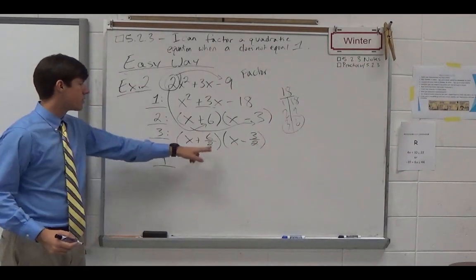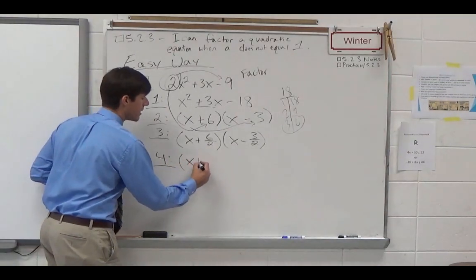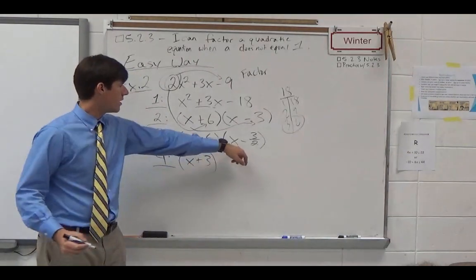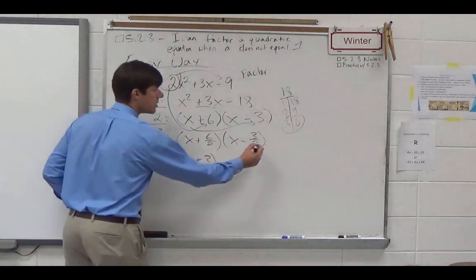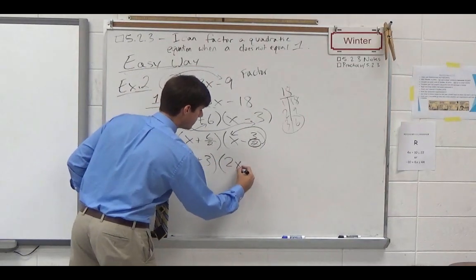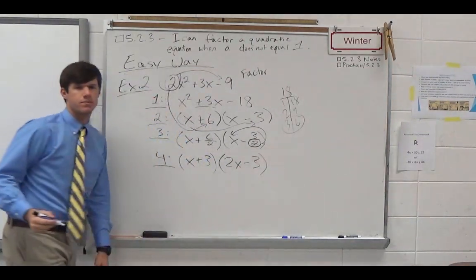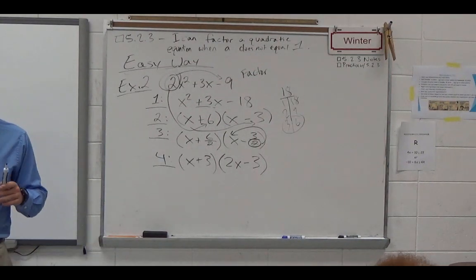So let's think about this. What's 6 divided by 2? 3. So that gives me x plus 3. Can I reduce 3 and 2? No. So I take the 2 and bring it to the front. 2x minus 3. Not too bad? We okay?